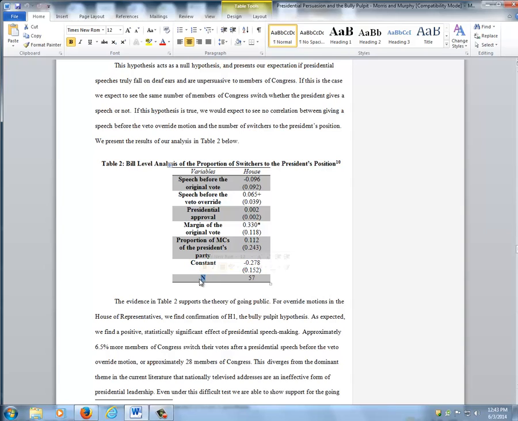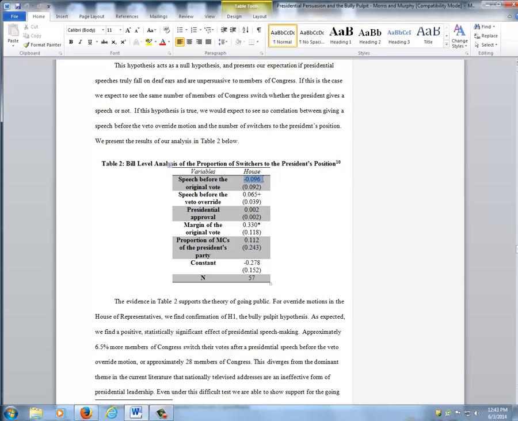Also, down here it says n. That's the number of cases we have. So how many bills did we have that had both a veto and an override vote? And there were 57 in our data set. But we're really interested in these 4 or 5 variables right here. The left column, again, is the variable itself, and those should be defined somewhere in the paper. The right column are what we call the coefficients and the standard errors.